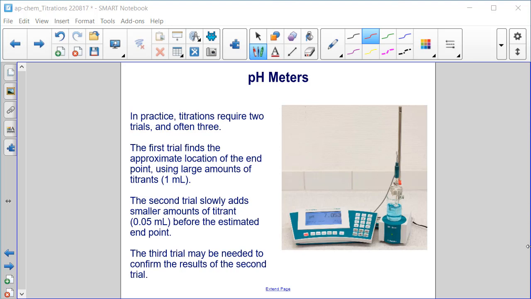In practice, titrations require 2 trials and often 3. The first trial finds the approximate location of the end point using large amounts of titrant. The second, like 1 milliliter at a time. The second trial slowly adds smaller amounts of titrant before the estimated end point, so add in smaller increments, 0.05 milliliters. The third trial may be needed to confirm the results of the second trial.